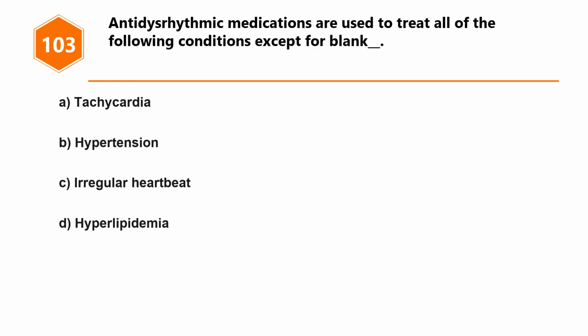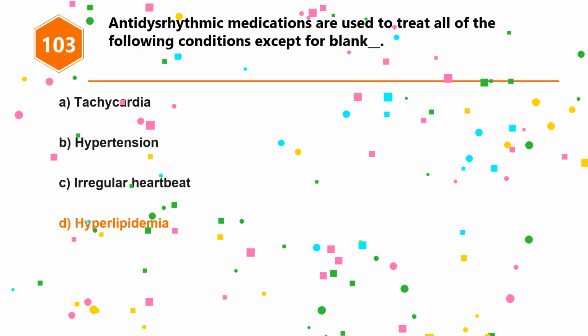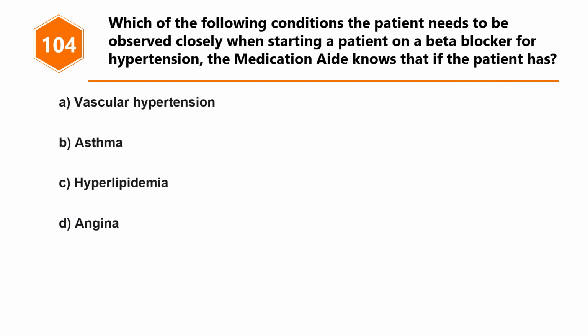Question 103. Antidysrhythmic medications are used to treat all of the following conditions except for blank. Option A. Tachycardia. Option B. Hypertension. Option C. Irregular heartbeat. Option D. Hyperlipidemia. The correct answer is option D. Hyperlipidemia.